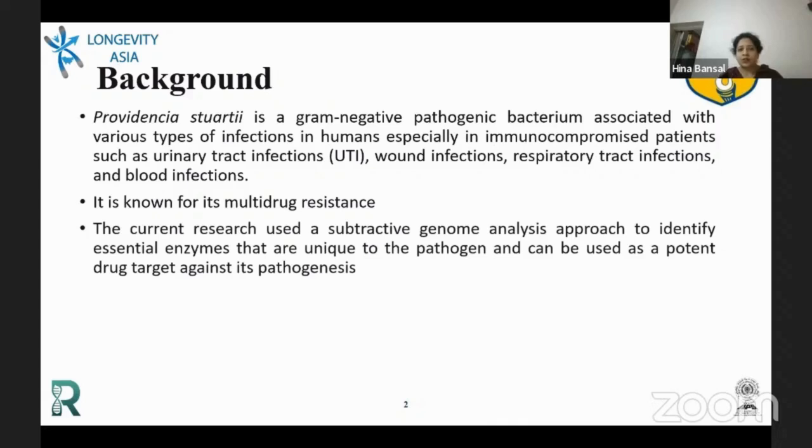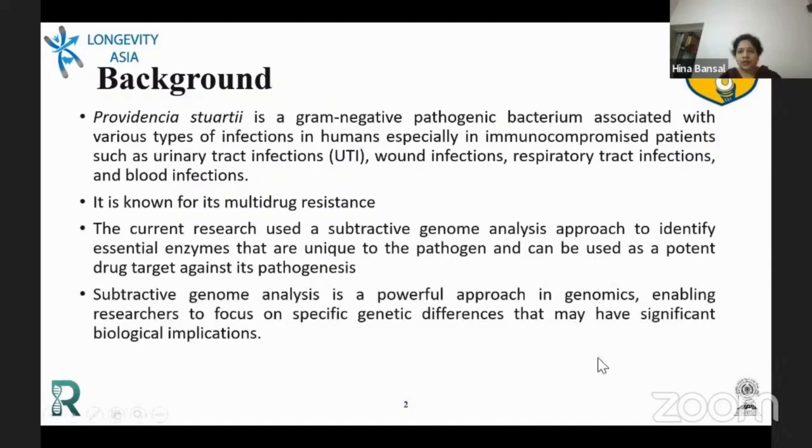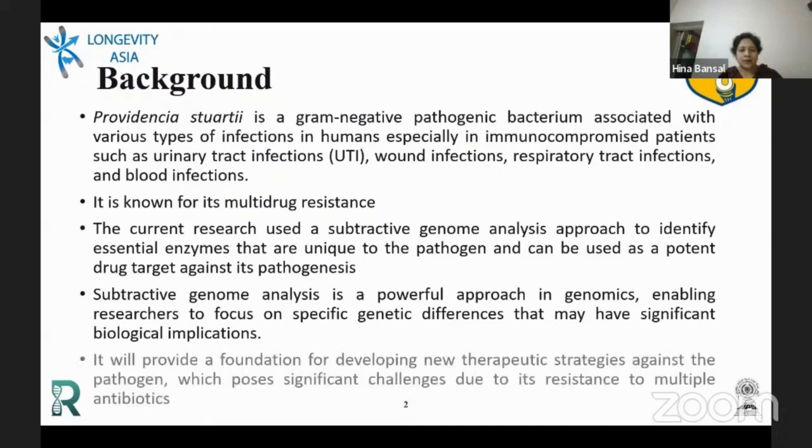So the current research used a subtractive genome analysis approach to identify essential enzymes that are unique to the pathogen and can be used as potential drug targets against its pathogenesis. The subtractive genome analysis is a powerful approach in genomics, enabling researchers to focus on specific genetic differences that may have significant biological implications. It will provide a foundation for developing new therapeutic strategies against the pathogen, which poses significant challenges due to its resistance to multiple antibiotics.